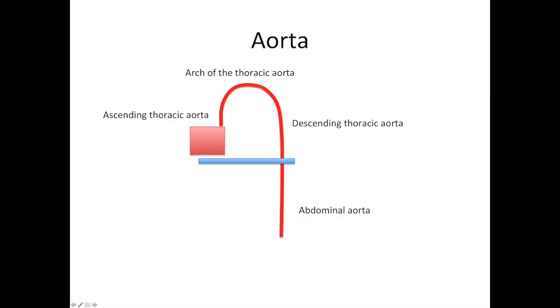There's then this arch, which is aptly named the arch of the thoracic aorta. Then we're into the descending thoracic aorta, and when we pass through this blue bit, this is the diaphragm, we are into the abdominal aorta. It's very important for anyone sitting the FRCR examinations to remember you can't just say aorta. You do need to remember these different bits: ascending thoracic aorta, arch of the thoracic aorta, descending thoracic aorta, and abdominal aorta. And in pretty much all cases, it's pretty easy to tell which you're dealing with.